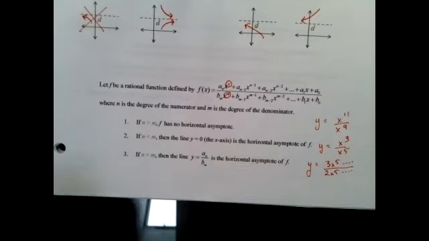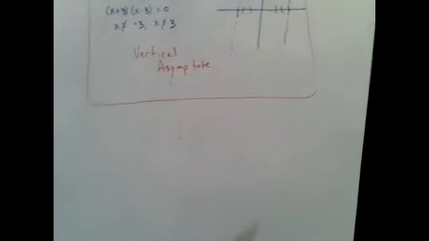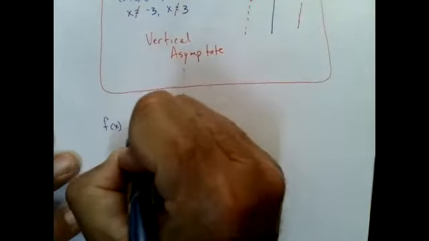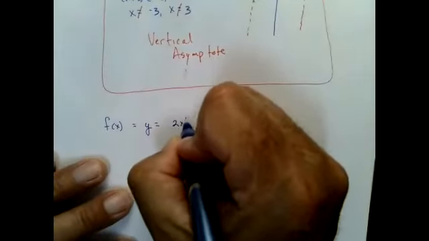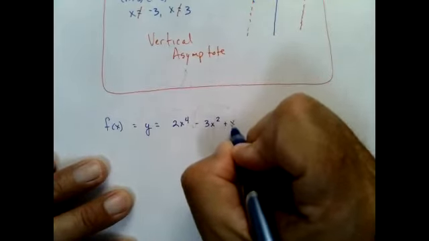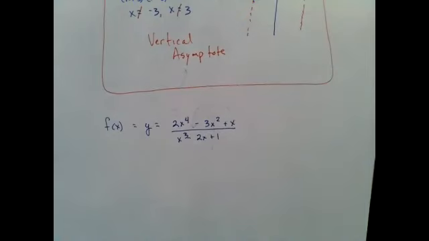All right, can we put those in my words somehow? We have three cases. The first case, f of x, I'm going to go y equals, let's come up with an equation: 2x to the fourth minus 3x squared plus x over x cubed minus 2x plus 1. This guy is bigger than this guy. Agreed? So what do I have? The numerator's degree is bigger than the denominator's degree.